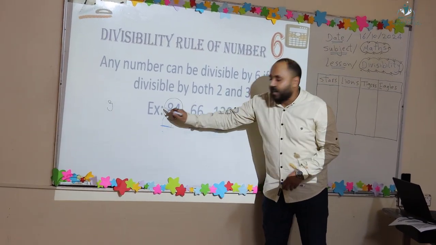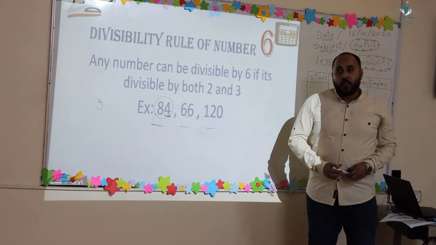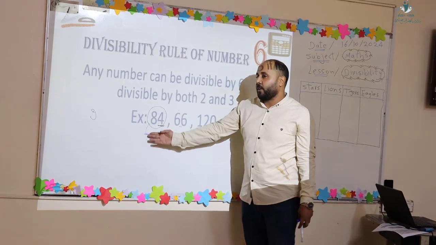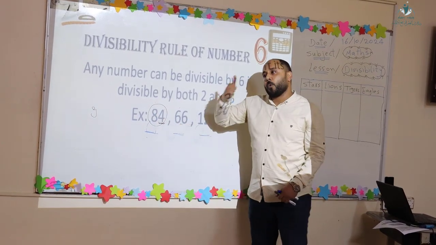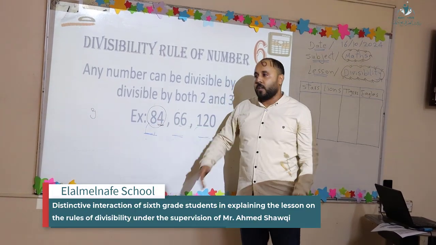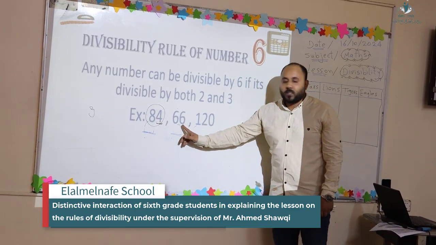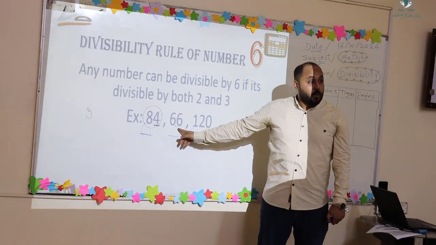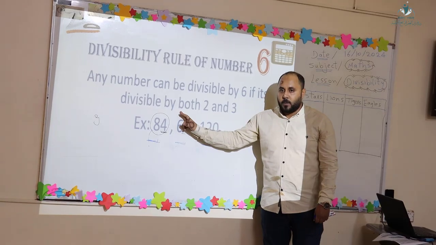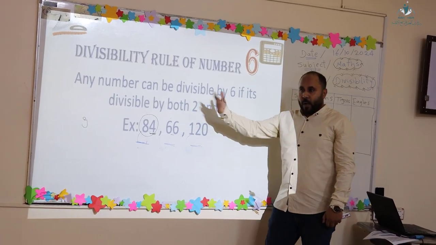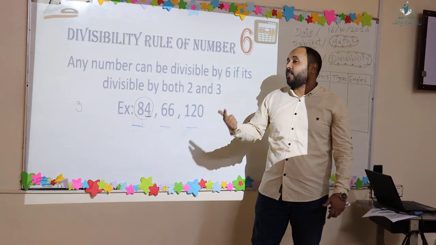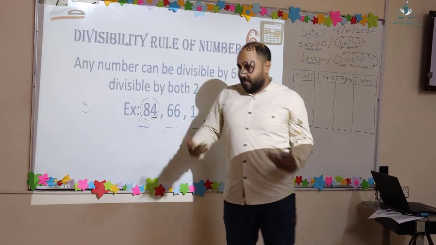What is the sum of 8 and 4? 12. 12 is a multiple of 3, so the number is divisible by 3. 84 is divisible by 3 and divisible by 2, so this number is divisible by 6. Here, what is the ones digit? 6. 6 is even. And what is the sum of 6 and 6? 12. So 12 is a multiple of 3. So this number is divisible by 2 and divisible by 3, so it's divisible by 6.